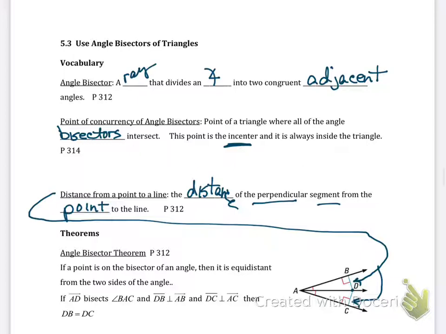Okay, so then let's talk about the theorem here. If a point is on the bisector of an angle, then a couple of things happen. First off, the angle bisector itself divides this angle A into two equal pieces. Then, if a point is on the angle bisector, the perpendicular distance from B to D equals the perpendicular distance from D to C. Okay, so that's what's resulting, and that's all spelled out here. Okay, let's go to our next page.